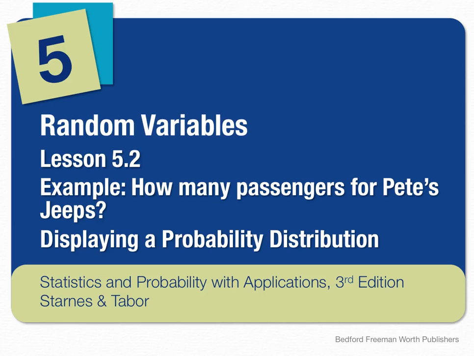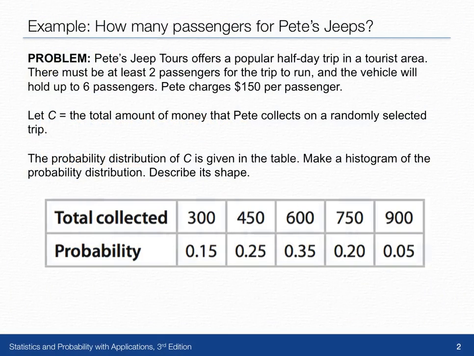In the lesson 5.2 example, How Many Passengers for Pete's Jeeps, we'll review how to display a probability distribution. Pete's Jeep Tours offers a popular half-day trip in a tourist area. There must be at least 2 passengers for the trip to run, and the vehicle will hold up to 6 passengers. Suppose Pete charges $150 per passenger.